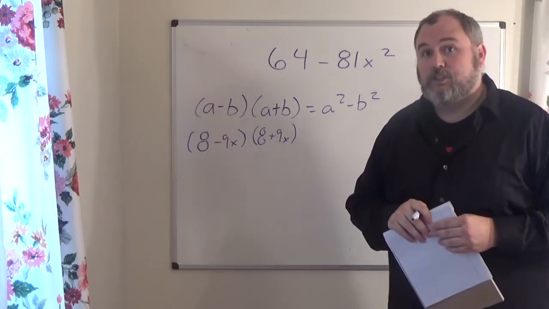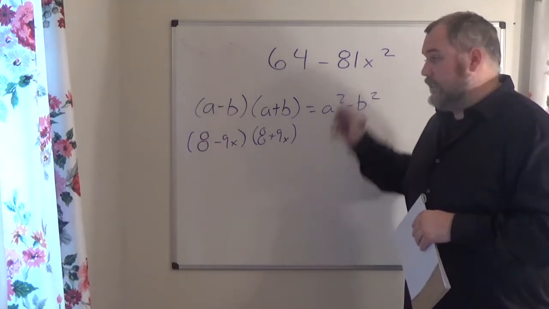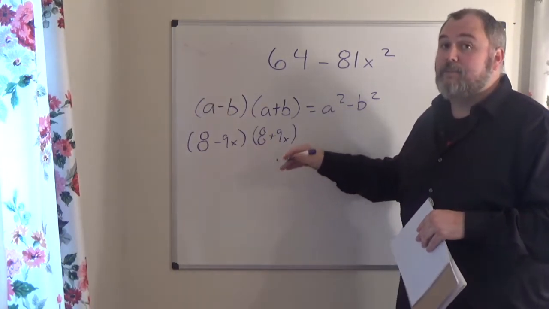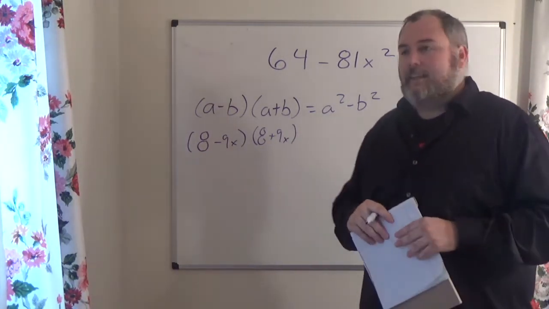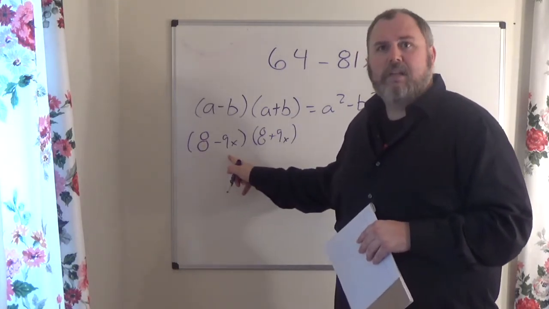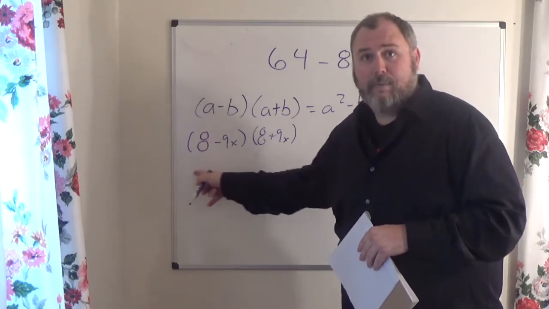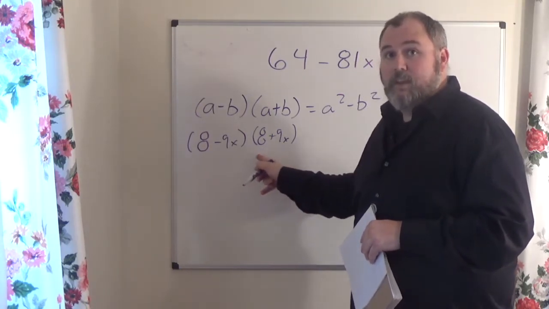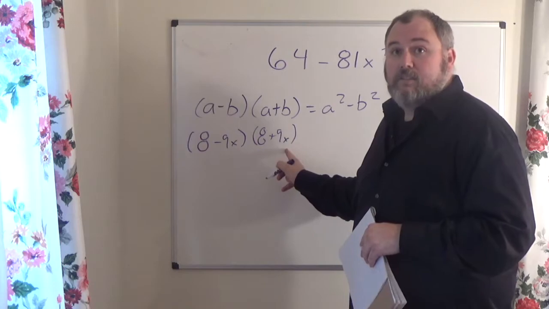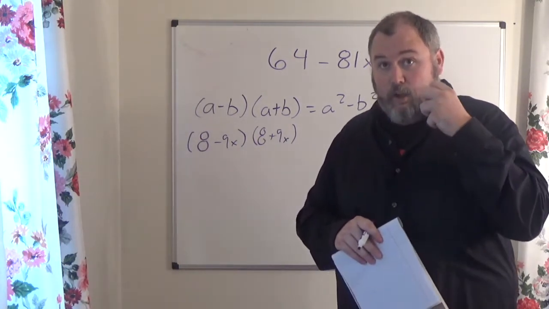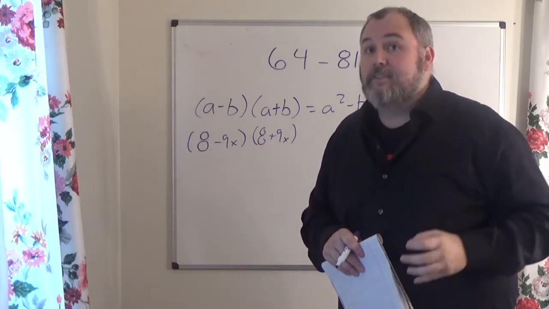So what did we just do? We just factored this to say 8 minus 9x times 8 plus 9x. Can I do anything else with this? No, I can't. This doesn't follow any special product rules, and there's no greatest common factor here. The same thing with this one. There's no greatest common factor, and there's no special product rules that follow this line. So I have factored this as tiny as I possibly can.